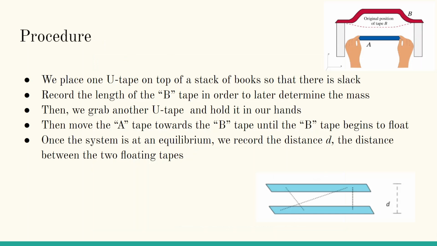The first step in our procedure for the lab is the creation of the charged U-tape. First, we place one U-tape on top of a stack of books so that there is slack. Then, we record the length of tape B in order to later determine the mass. Then we grab another U-tape and hold it in our hands. We then move the A tape towards the B tape until the B tape begins to float. Once the system is at equilibrium, we record the distance D, which is the distance between the two floating tapes.